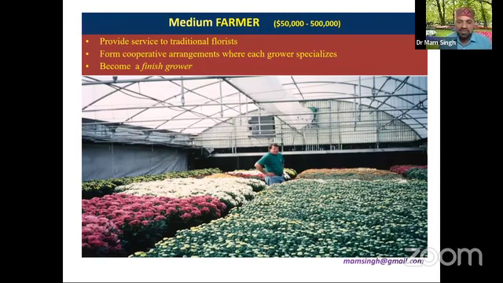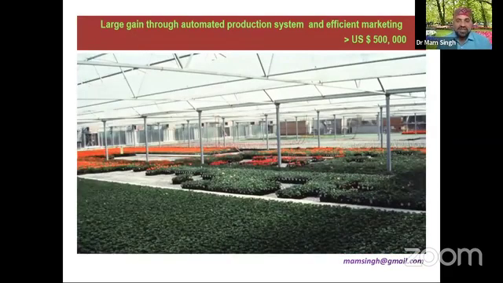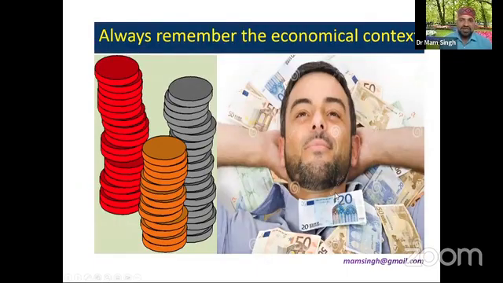If you have a medium farmer, then they can earn up to 500,000 US dollars every year out of growing flowers and ornamentals. In the US, when you have a system in which you earn more than 500,000 US dollars, you are called a large farmer. So please keep in mind that money is in an economic context.